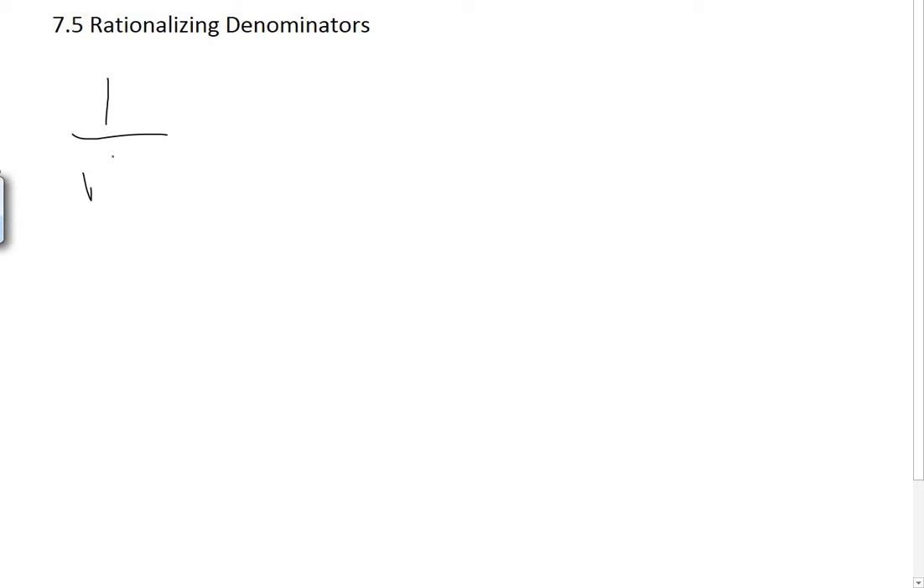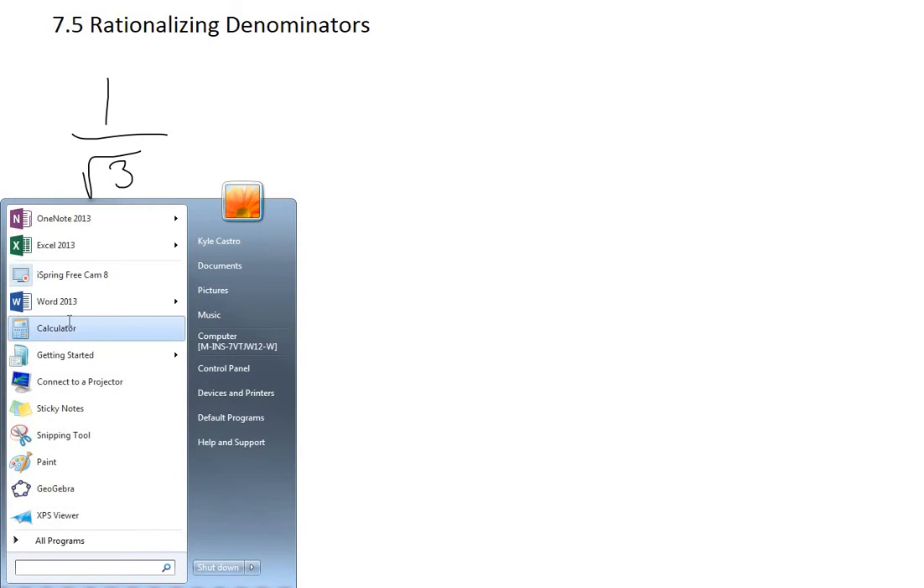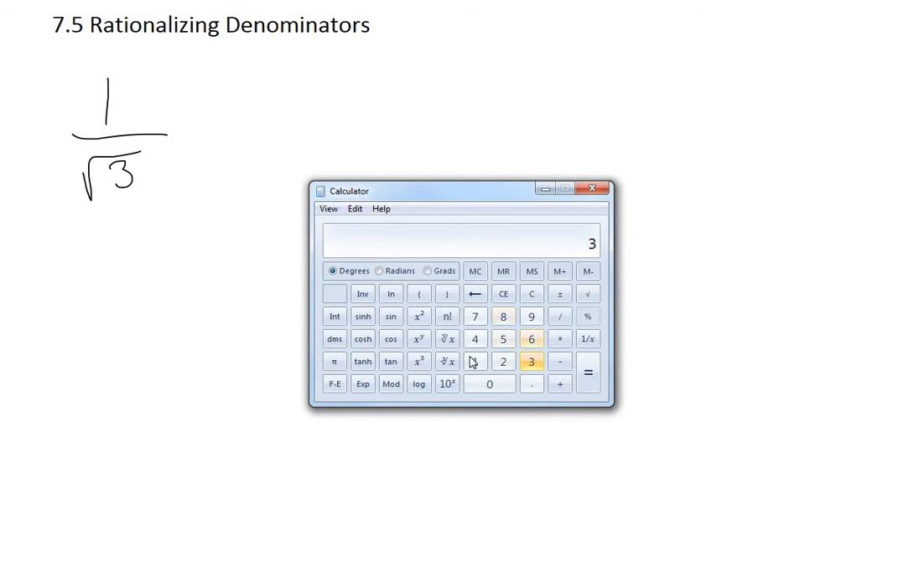in the denominator. Like if I have, just say, 1 over the square root of 3, I want to rationalize that. The point is that the square root of 3 is a decimal that goes on forever. If I pull up the calculator and I take the square root of 3, it's an irrational number. This calculator approximates it pretty well, a lot of decimal places, but still it goes on forever, so there's a lot that's not here.